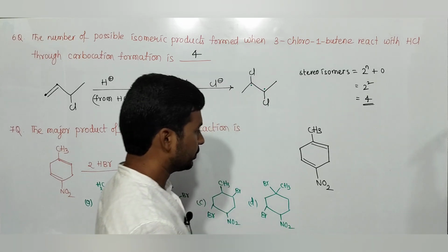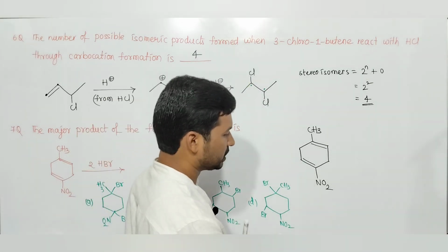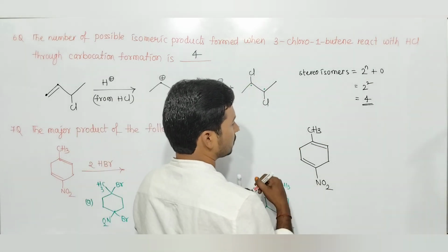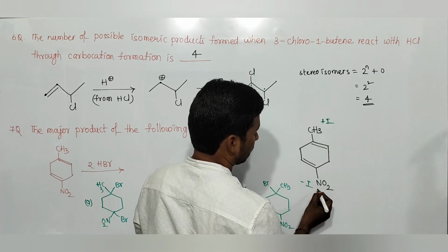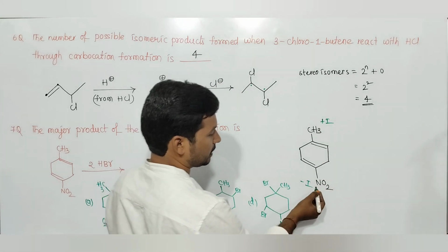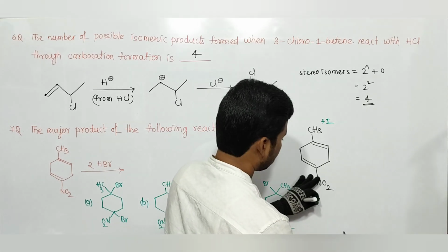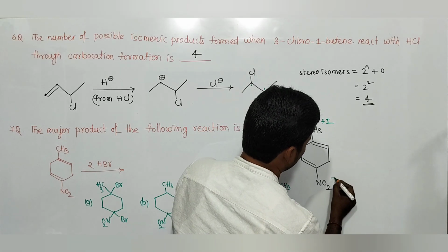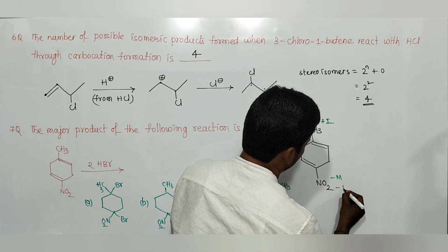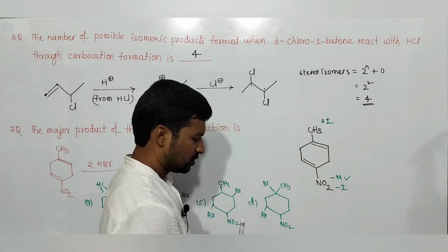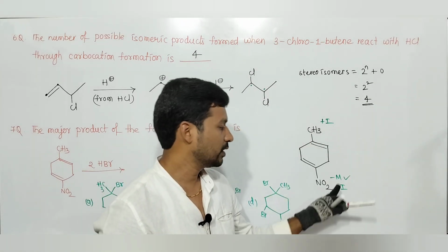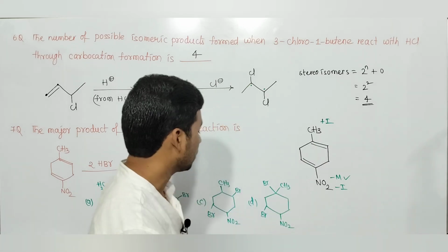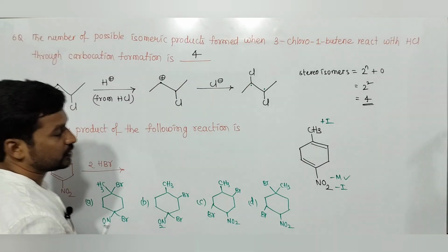So whenever two groups are given, you must differentiate those groups. So this is a plus I group, and this is a minus I group or minus M group. Minus I and minus M effects are present. Minus M and minus I, of which minus M dominates. So minus M or plus M: this is electron withdrawing, this is electron donating. Electron withdrawing and electron donating groups are there. Now addition of hydrogen bromide.